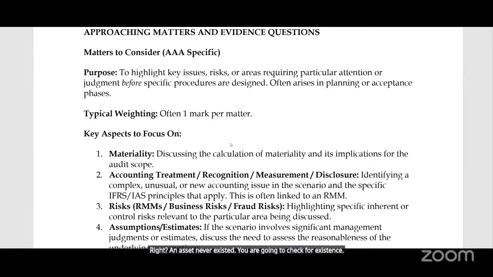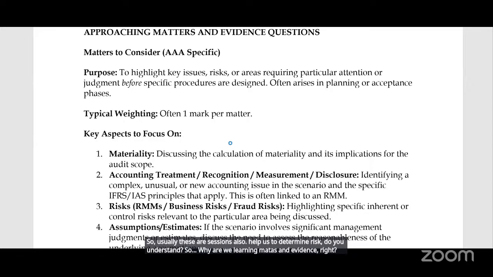You didn't actually own an asset, you are going to check for ownership. A liability is not actually yours, it belongs to somebody, you are going to check for obligation. An asset didn't have the right value, you are going to check for valuation. So usually these assertions also help us to determine risk. Do you understand? So why are we learning matters and evidence?